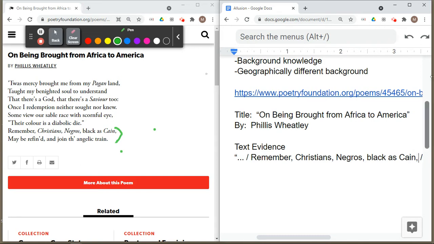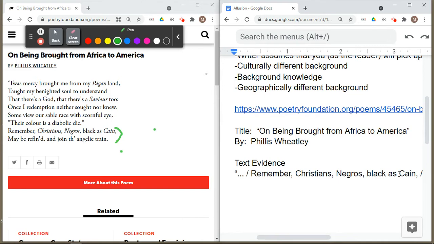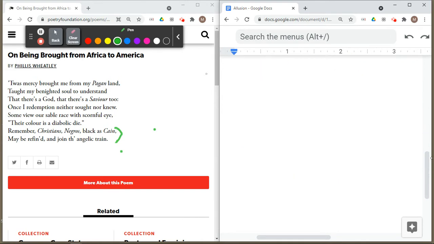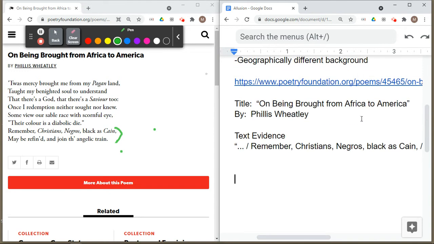So in typing this up, "Remember, Christians, Negroes, black as Cain," I want to make sure that, again, I type it exactly as written. So in this case, I'm going to move this down here and say, "may be refined." And notice the apostrophe usage, "and join." She doesn't say "the," but it is implied that the E is invisible right here under "refined," but it's written like this. That's why I referenced that this poem is from the late 1700s. And so here we have our line from the poem, and I can move it like this so that you can see it a little bit better.